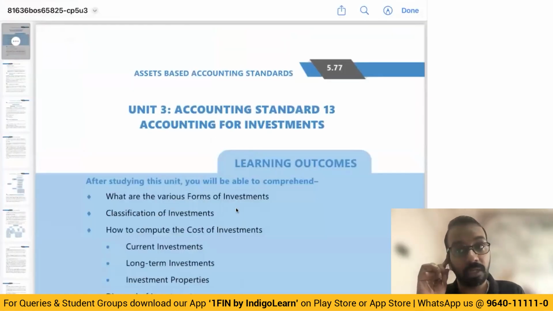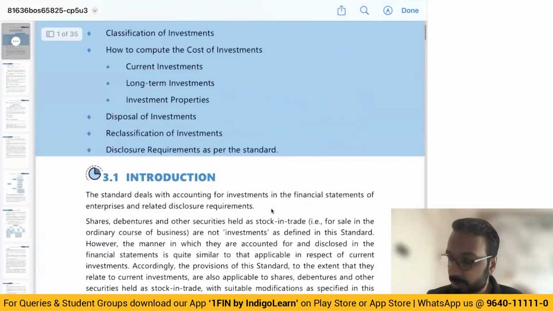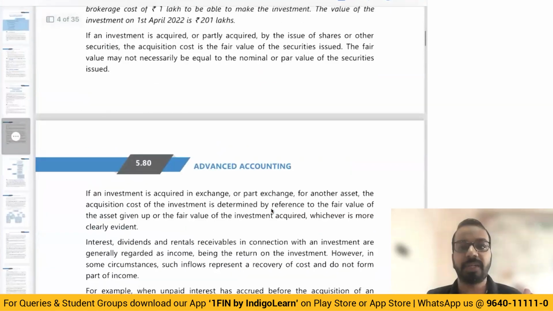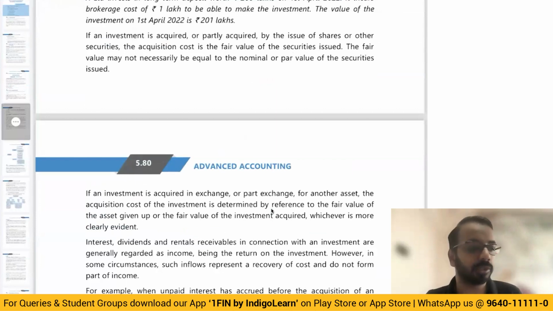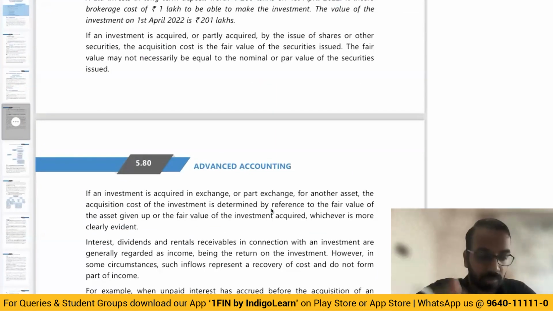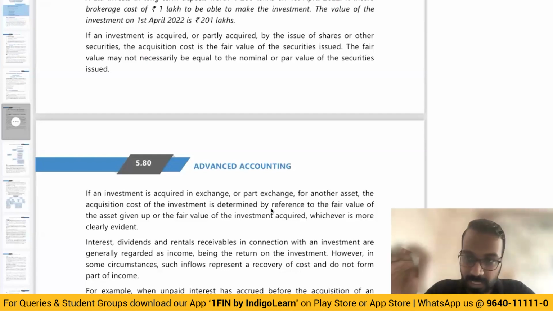Okay. So in the previous class, we ran through the discussions around accounting standard 13 investment, what is the principle. Now today what we'll do is we'll take up the questions which are generally tested in the examination. So there are two types of question. One question will test the accounting standard 13 principle. For example, cost or net realizable value, cost or fair value, long-term investment. That is one type of question.